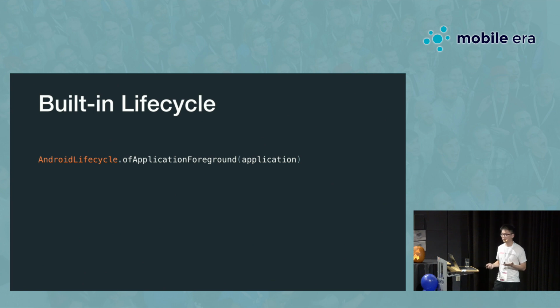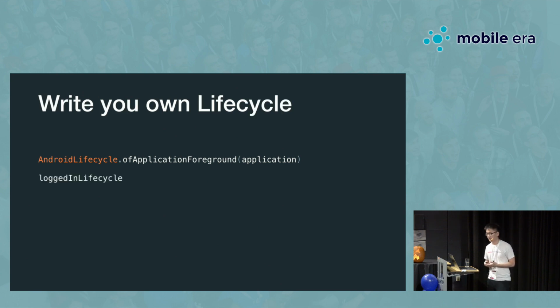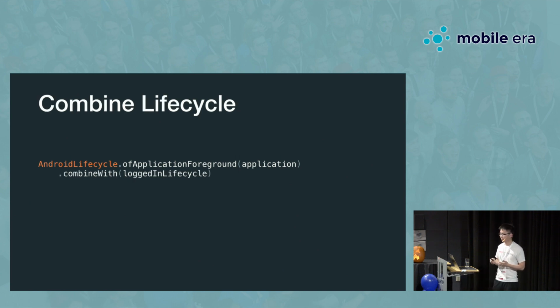Then we have a built-in lifecycle for Android, which describes when the app is in foreground. And you can also write your own lifecycle plugins. For example, if you want to connect to the server only when the user is logged in, you can write a login lifecycle plugin. If you combine both of these lifecycles, Scarlet will only connect to the server when the app is in foreground and when the user is logged in.